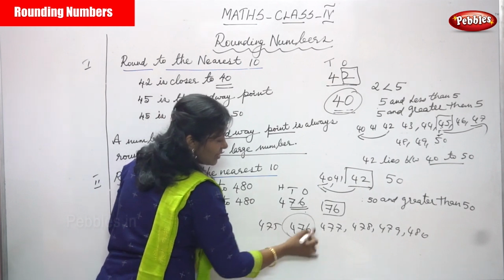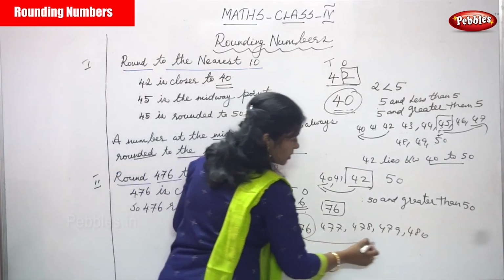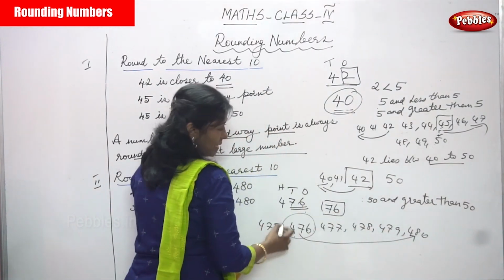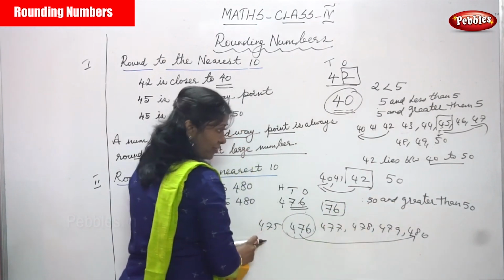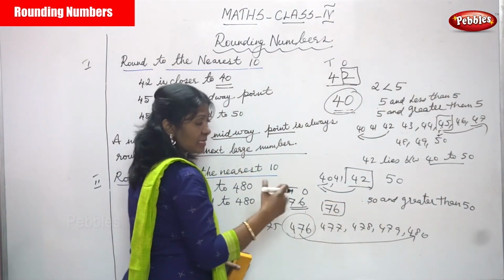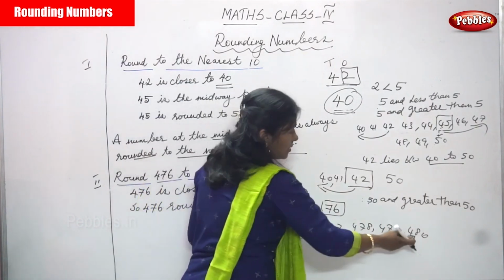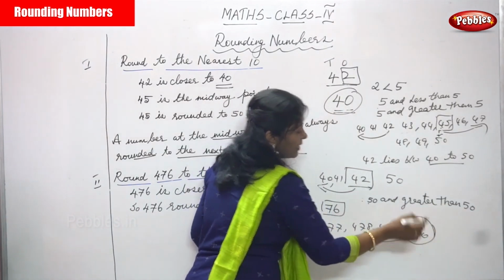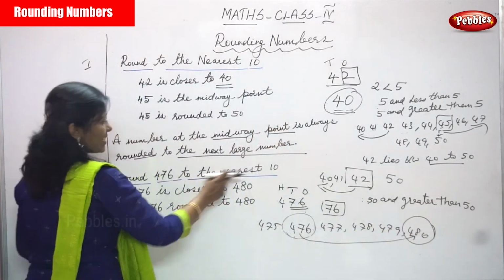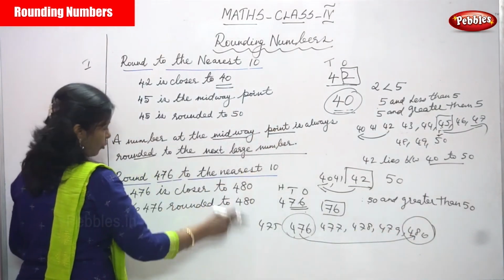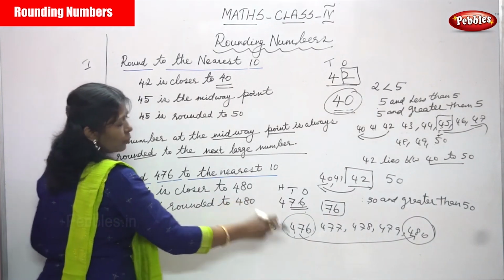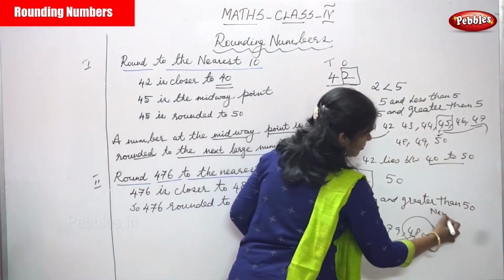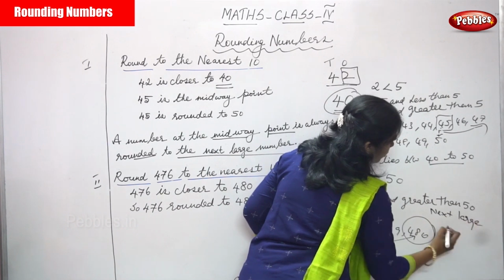So it is 476. This is a number with a closer number, and it comes under 450 and greater than 450. So 476 is greater than 450. So only the next large number you have to consider. So 476 becomes 480. Rounded to the nearest 10, 476 is closer to 480. So 476 rounds to 480. This is the right way. 50 and greater than 50 means the next large number. That means you have to consider the backward side.